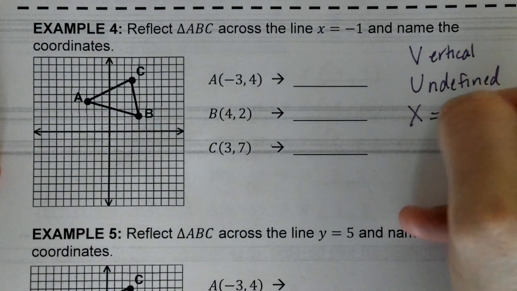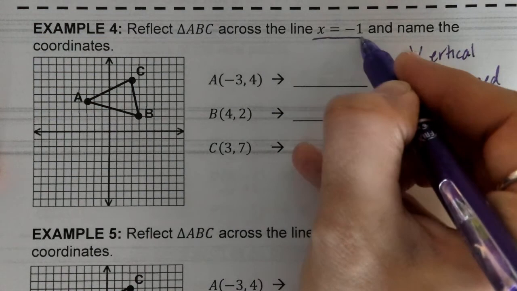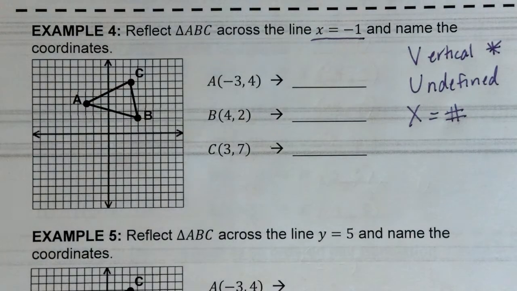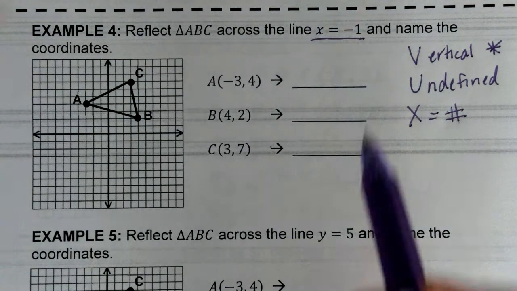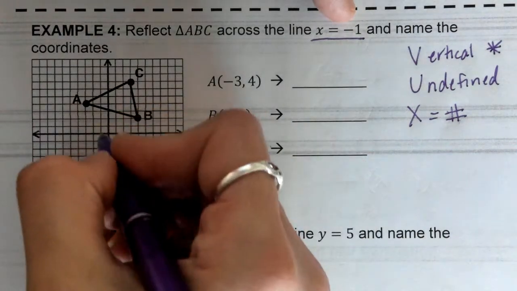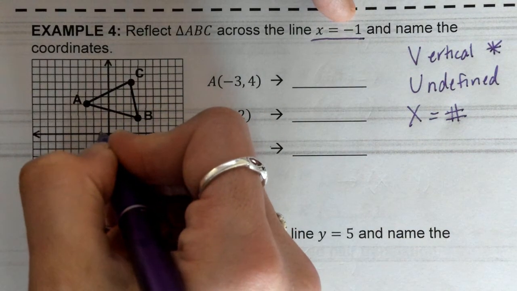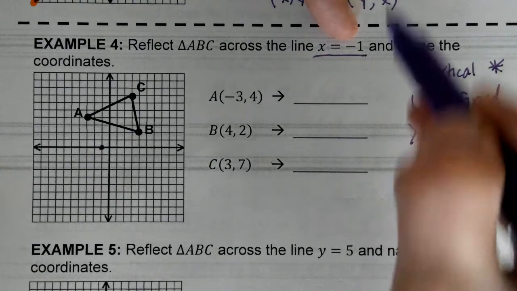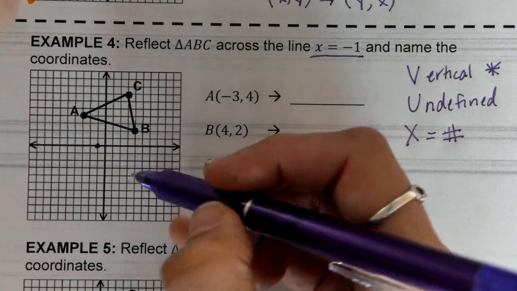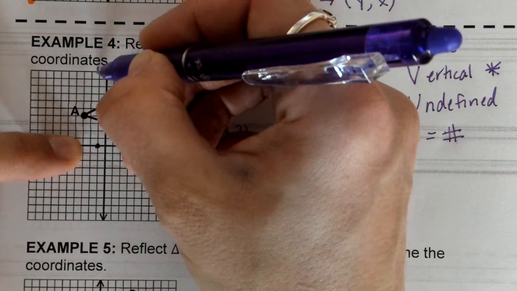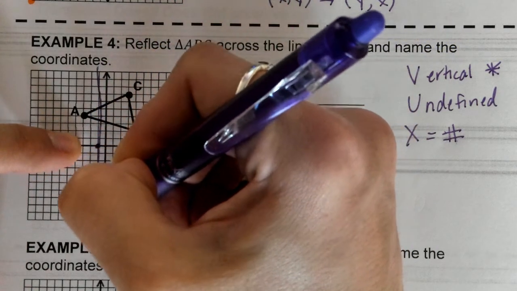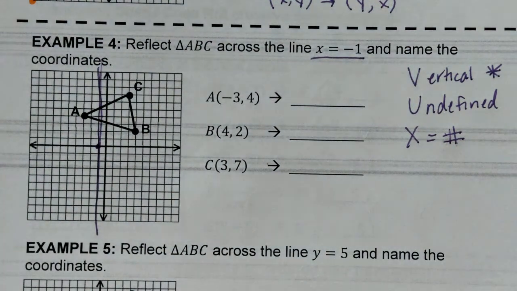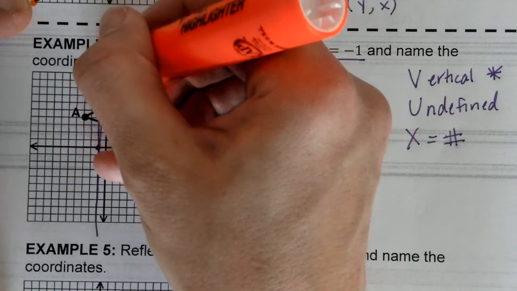X equals a number. So here we see that x is going to equal a number, so we are going to have a vertical line. What we need to do is go to negative 1 on the x, and put a little point there. Vertical, remember we should talk about our pre-assessment, is going to go up and down. So we need to create a line that goes up and down vertically through that negative 1 on x. So here is our line of reflection.